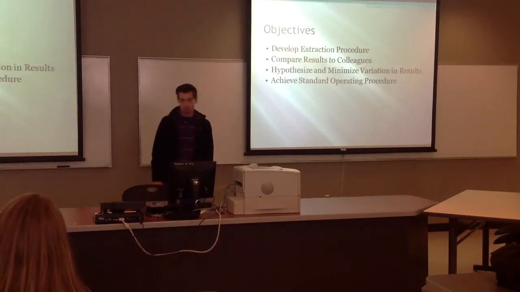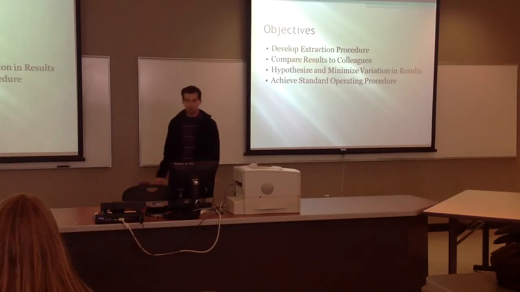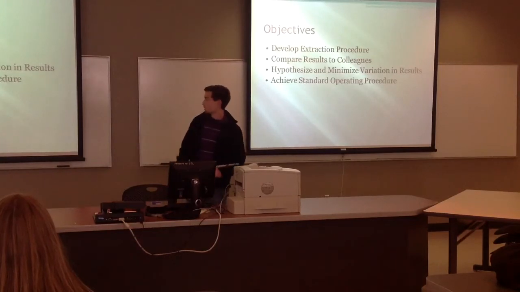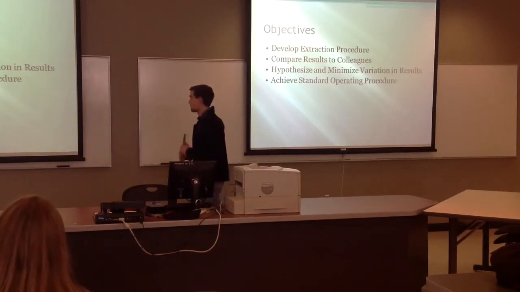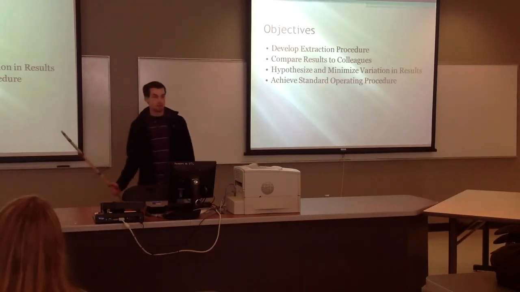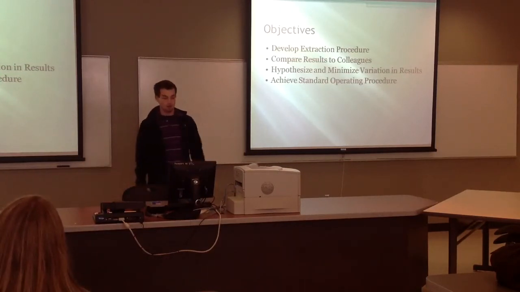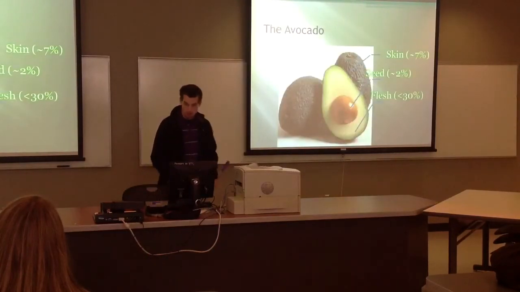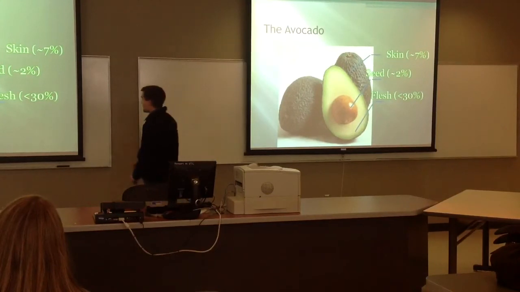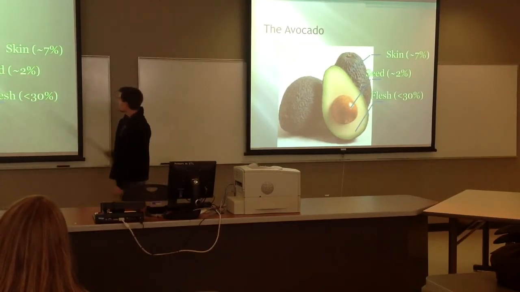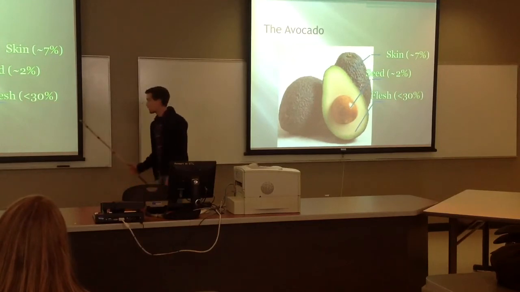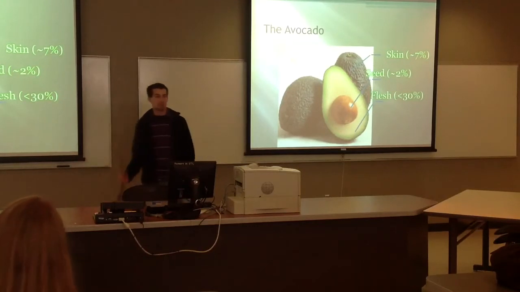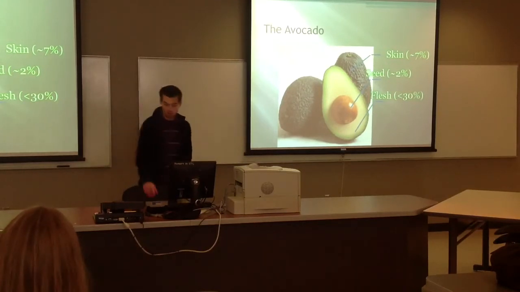So the objectives of this experiment were to develop an extraction procedure based on previous colleagues' results and their procedures, compare them to the colleagues' results, and then hypothesize and minimize the variation, the discrepancies in the results, and then achieve the standard operating procedure. So a little background on avocado. The skin contains about 7% of the oil content. The seed contains about 2%, and the flesh contains anywhere between 8 and 30% of the oil.